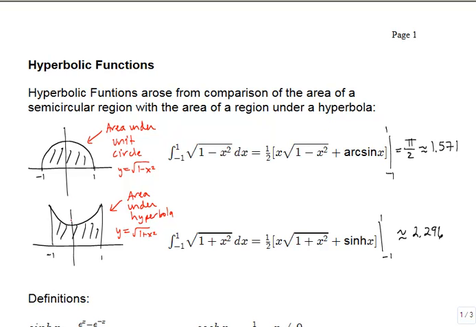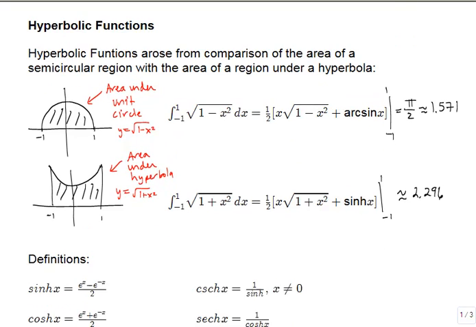Now, if instead you find the area underneath the curve y equals the square root of 1 plus x squared, that is the equation of a hyperbola. So if we integrate the plus case from -1 to 1, look at how they differ. You get 1/2 x times the square root of 1 plus x squared, and instead of getting an arc sine of x, you get what's called hyperbolic sine, or sometimes we just call this sinh of x. And when you plug in -1 to 1, this is approximately 2.296. Okay, so that's kind of where it comes about from.